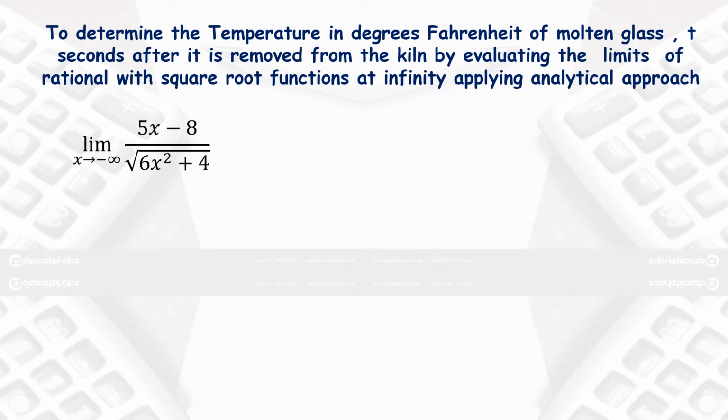Now the next idea is you have to determine the temperature in degrees Fahrenheit of the molten glass after t seconds, by evaluating the limits of the rational with the square root functions at infinity, applying an analytical approach. We know that whenever we have limit x approaches negative infinity, the most important thing is that we always take the highest degree of the denominator and divide all the terms with that variable with that highest power.